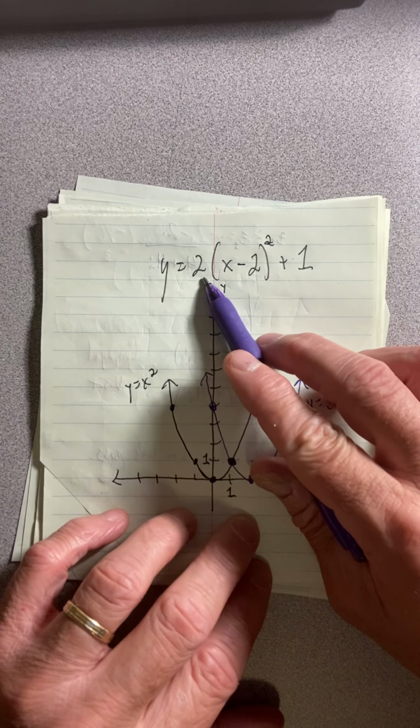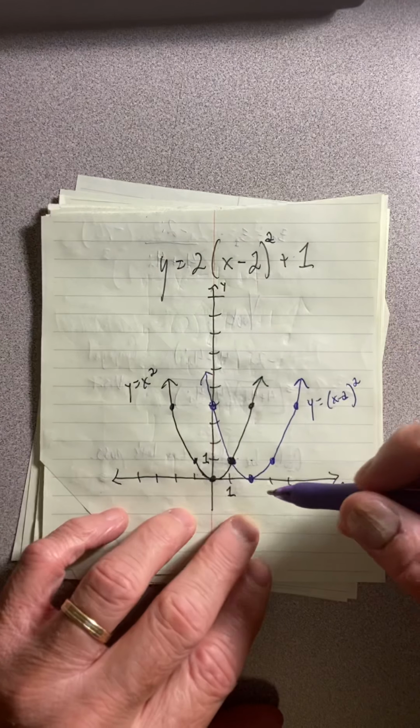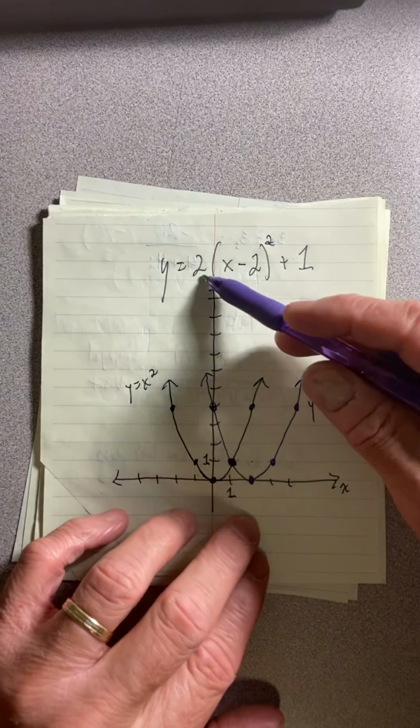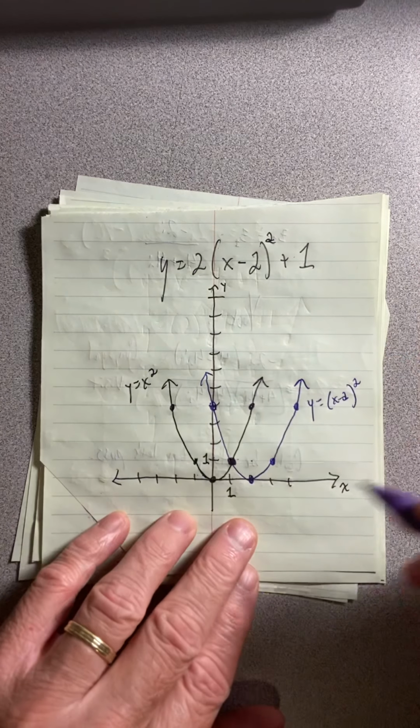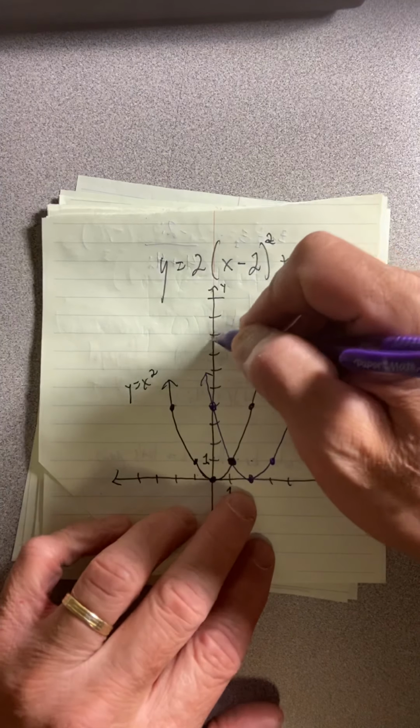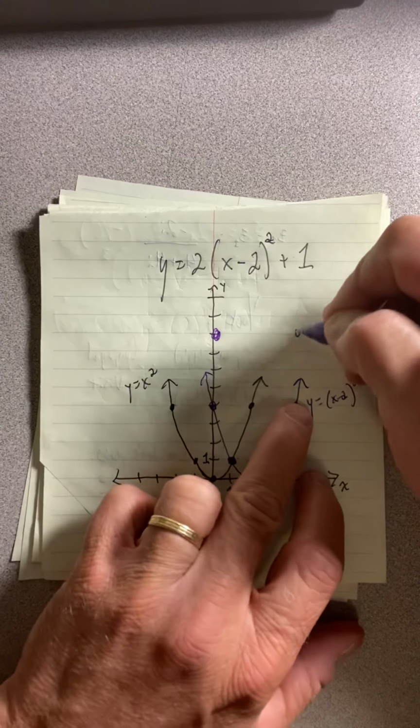Well, when the factor is larger than 1, it's going to pull the points away from the x-axis, and it's going to do that by doubling the output. So this output of 4, 1, 2, 3, 4, is going to become 8. So 5, 6, 7, 8. And this output of 4 will also become 8.